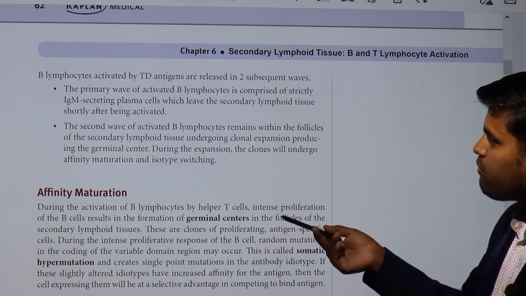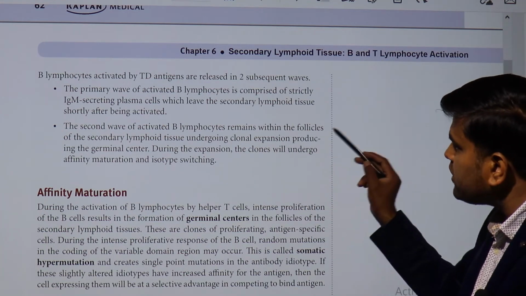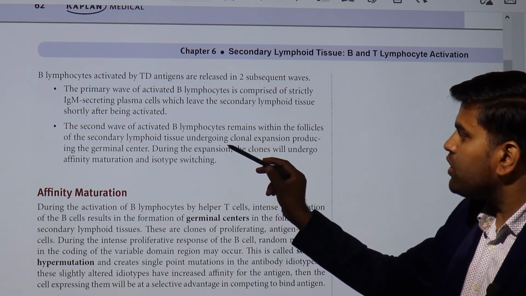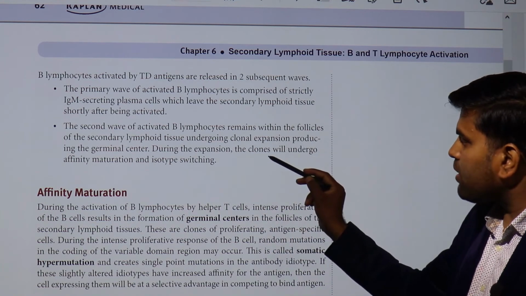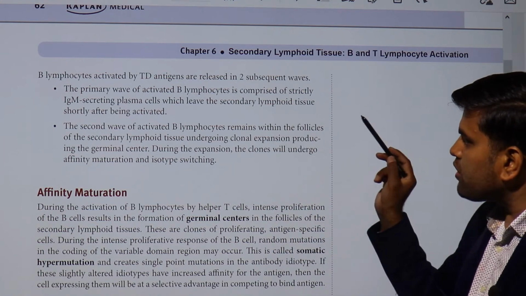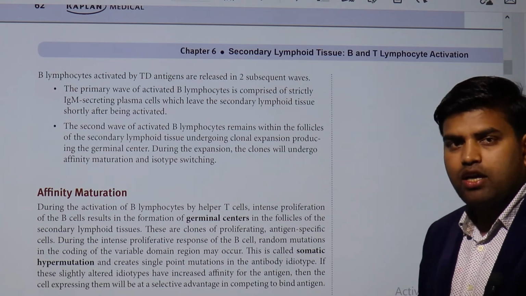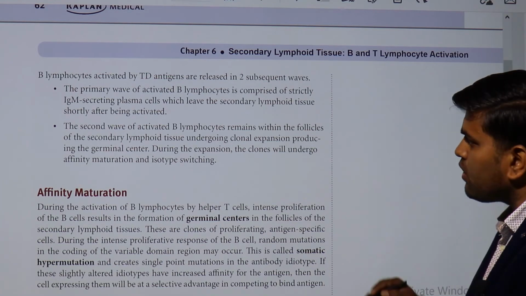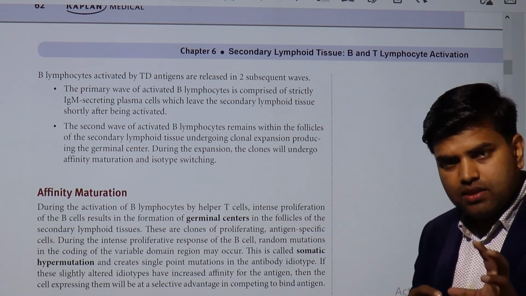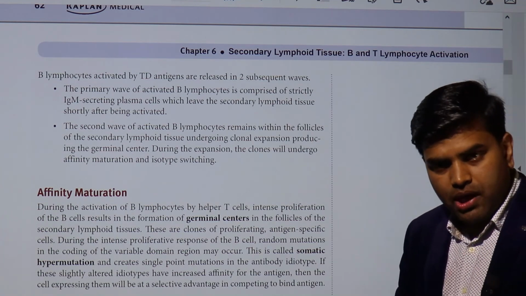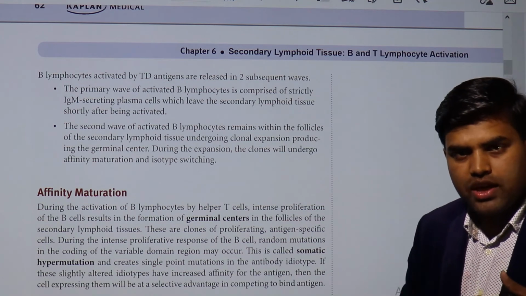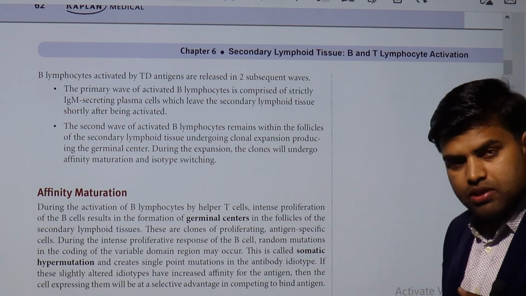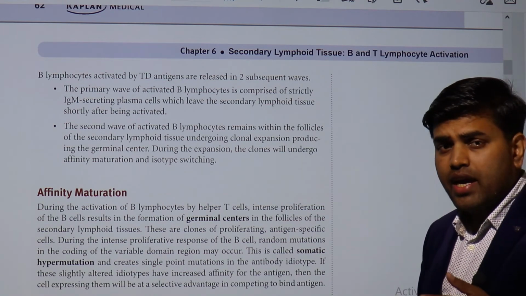There is another, second wave of activated B lymphocytes that remain within the follicles of the secondary lymphoid tissue, undergoing clonal expansion, producing the germinal center. During the expansion, the clones will undergo affinity maturation and isotype switching. So what is happening now? Once you have released this immunoglobulin M in the environment, it will remain for a short time. You need class switching as well. So you need immunoglobulin G, you need immunoglobulin A and other immunoglobulins.